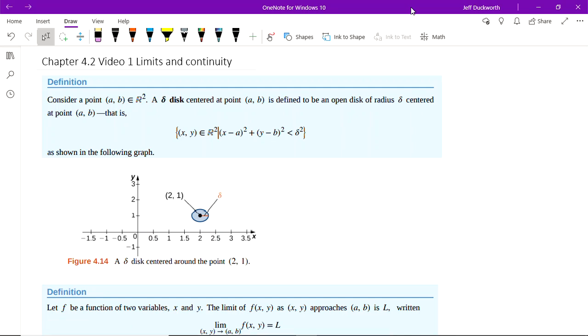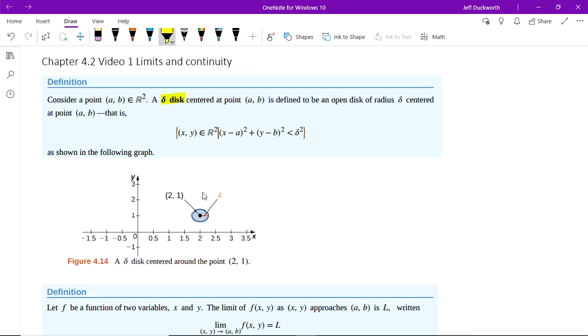All right, so now we're going to talk about how to take a limit, and a little bit later we'll deal with continuity. But first of all, the definition of what a delta disk is. You would have dealt with epsilon delta proofs, or at least definitions for how to take a limit and even how to take a derivative of a function.